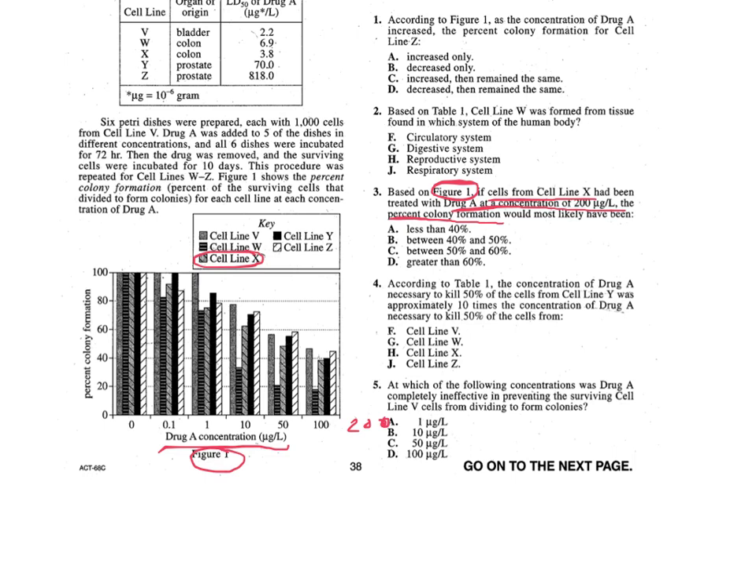And if we look at cell line X, which is the middle bar, it seems like it's continually decreasing. So at 200, we're going to have a little bar that has a percent colony formation certainly less than 40%. Notice we don't even have to be close with our guess. All we have to know is that it's decreasing, and so it will be less than the 40% it was in the previous concentration. On to question number 4.